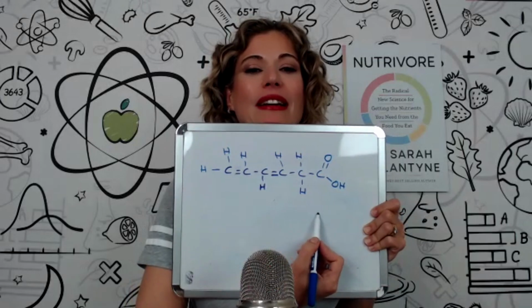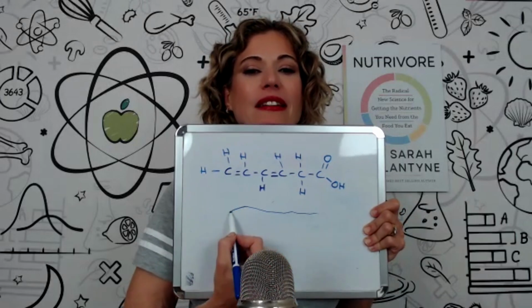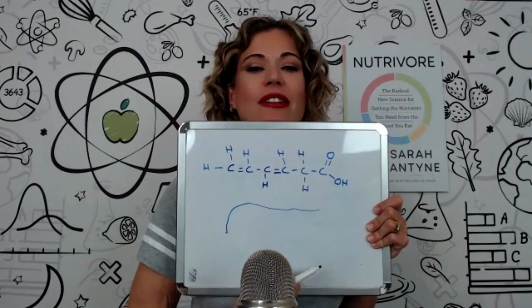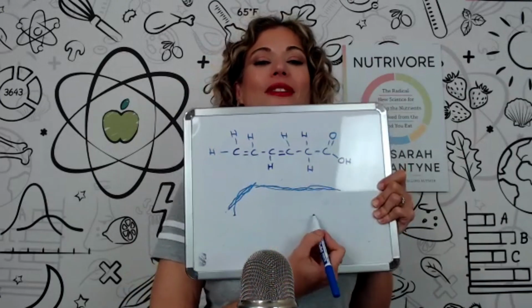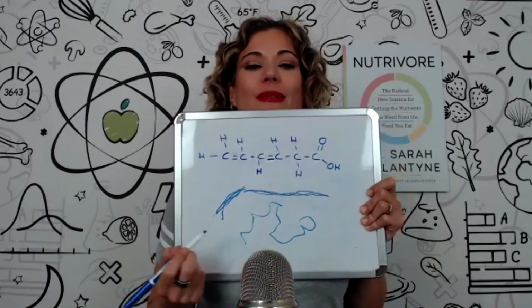So it would kind of go like this and then like this. That was a terrible drawing on my part. So some fats are like, because they have... did that make sense?